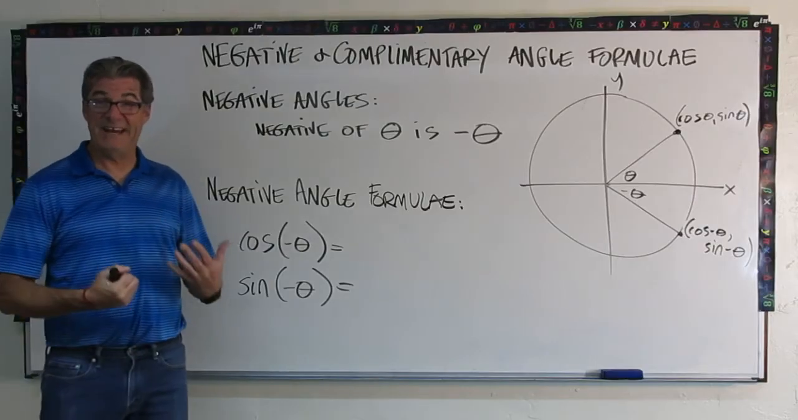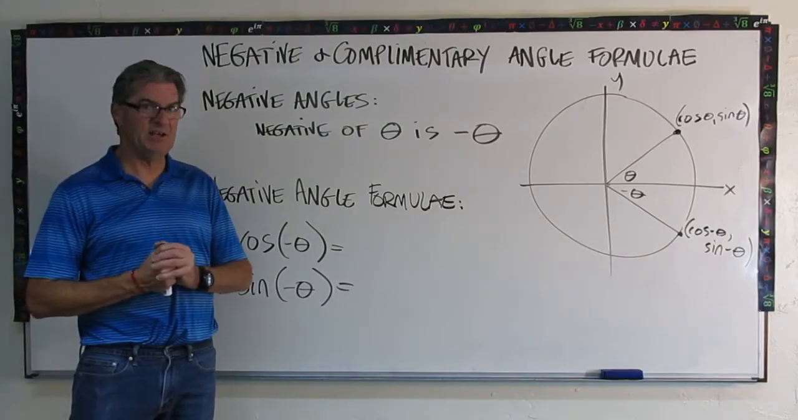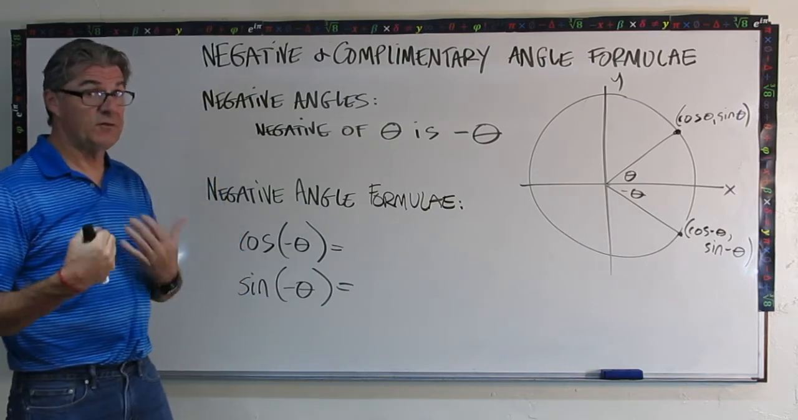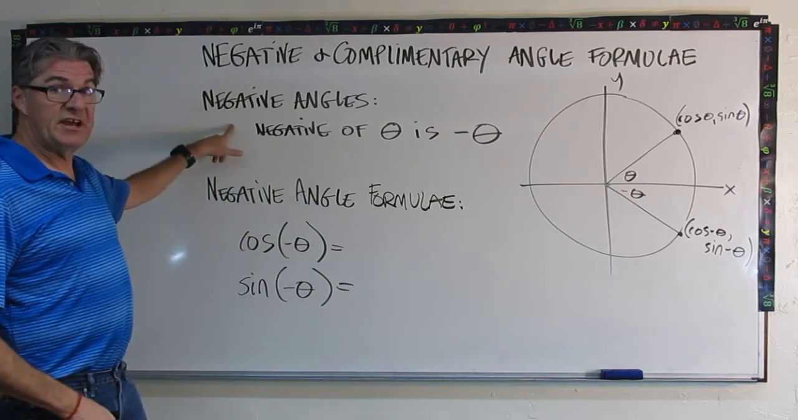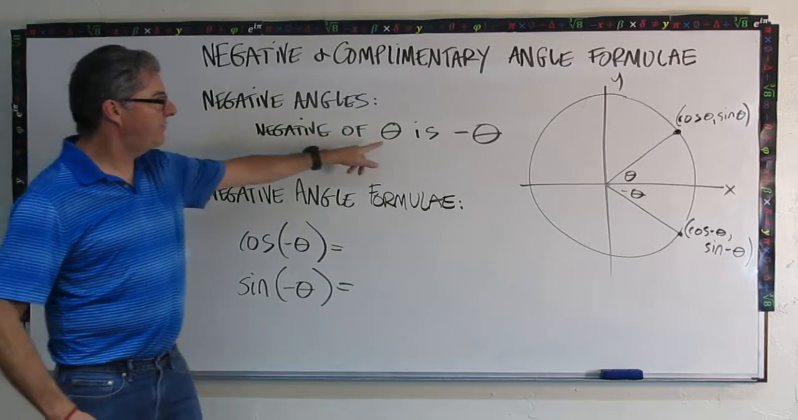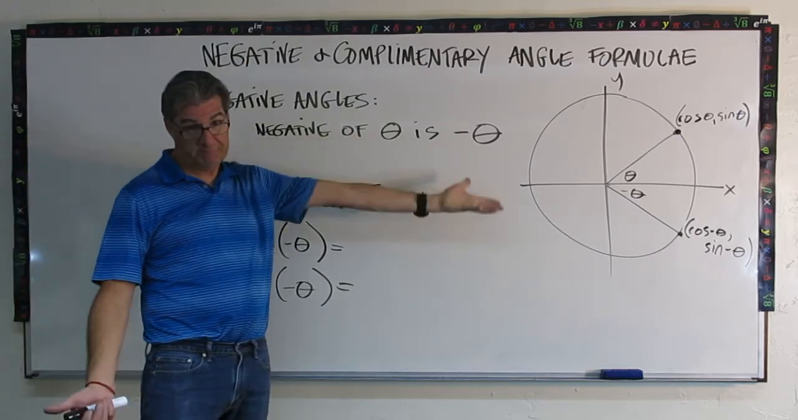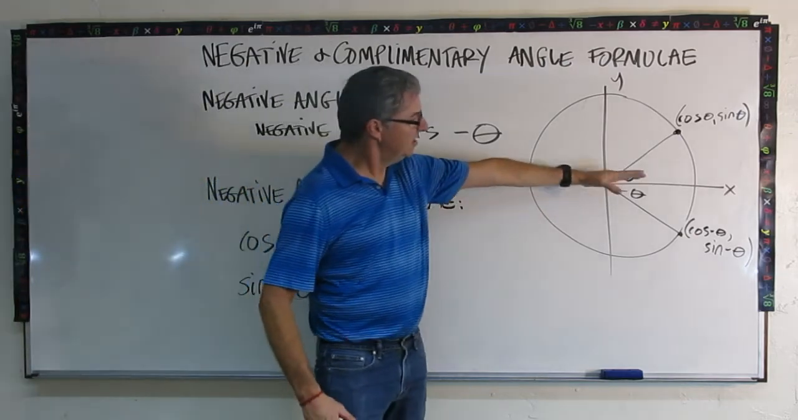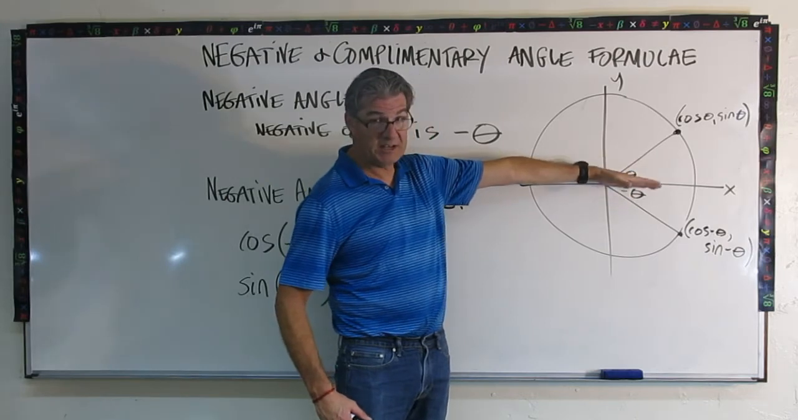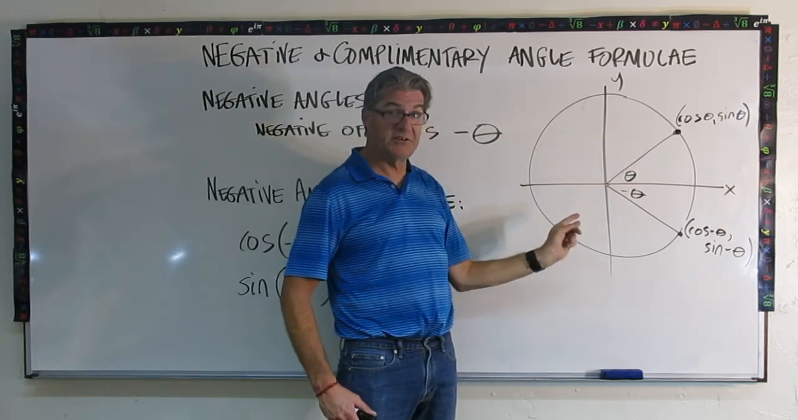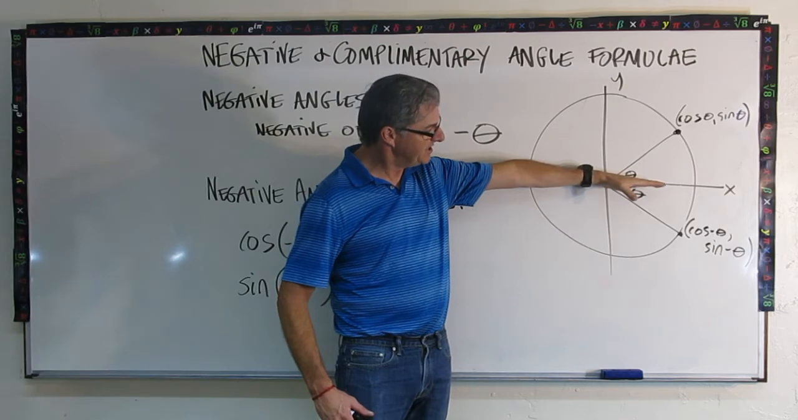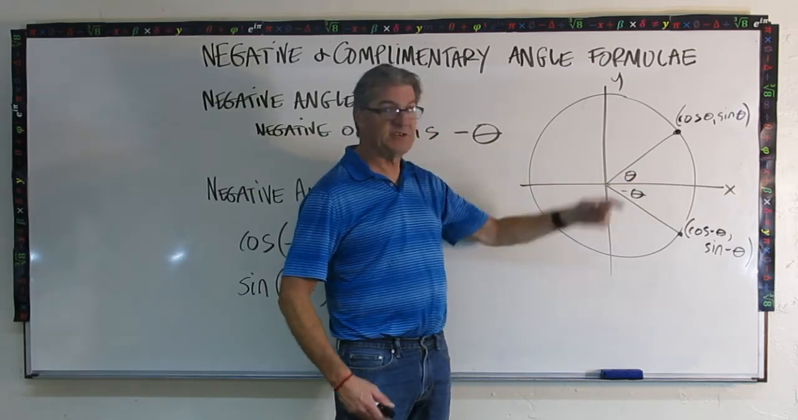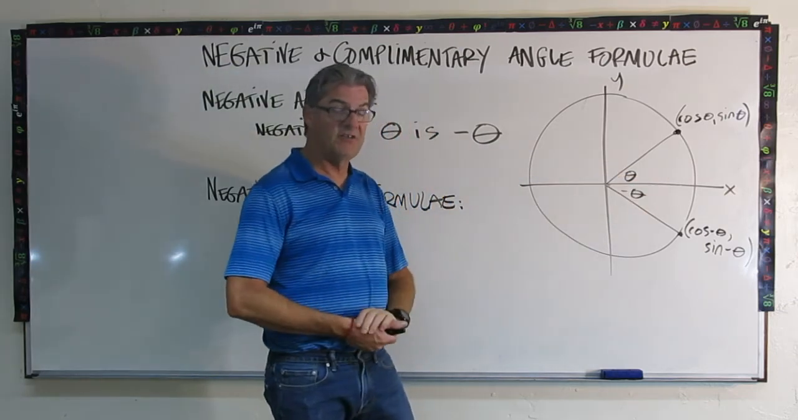Today's topic, negative and complementary angle formulae, which is plural for formula. Let's look at negative angles first. The negative of theta is just written negative theta. Pretty straightforward. On the unit circle, we go theta up. That's the positive direction, counterclockwise around the unit circle. So negative theta is theta down, and the clockwise direction, which is the negative direction on the unit circle.